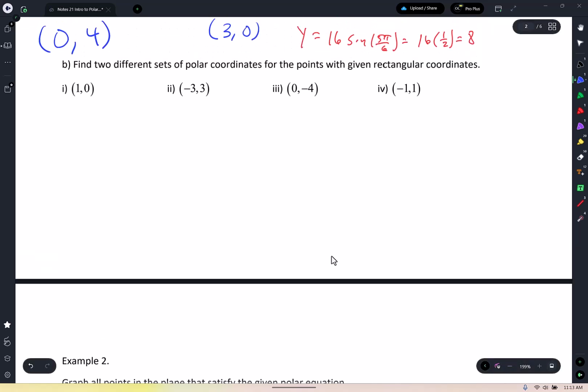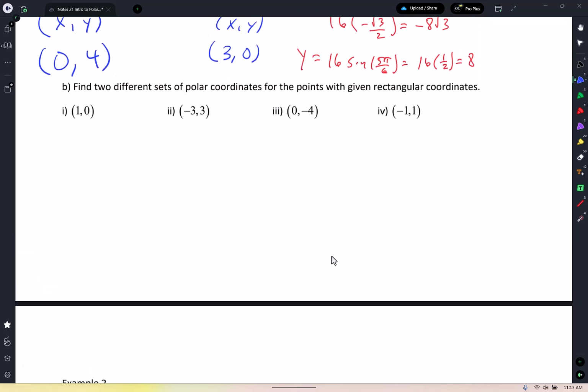All right. So these are all rectangular. The (1, 0), there's a reason that I put this one in there. So here's (1, 0) in rectangular, and it wants two different sets of polar coordinates. Okay, r theta. My angle, if you haven't moved, is the positive x-axis, so I could say that's 0, and then my radius is 1. It's the same coordinate in polar and rectangular.